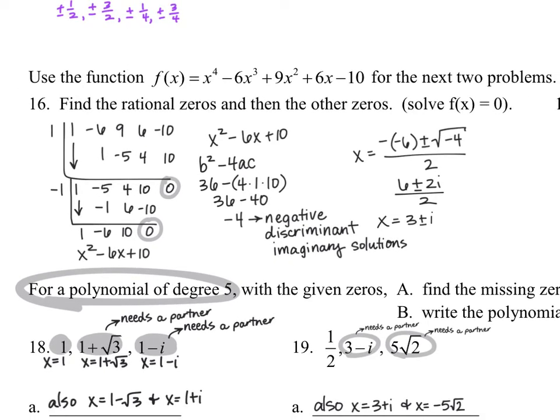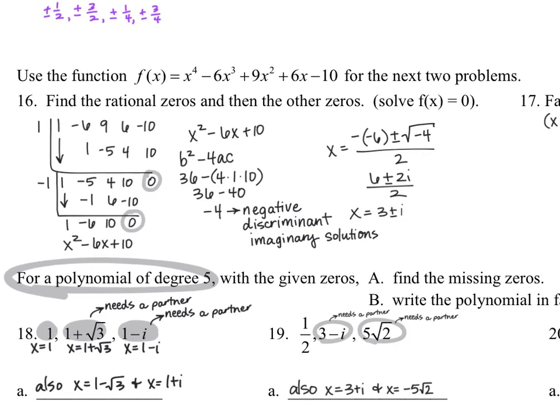Number 16, we want to find the rational zeros and then the other zeros. I used synthetic division for this. I started testing 1 and negative 1 as I usually do, and I got lucky that those worked. So starting with the original polynomial, I tested 1, got a 0 remainder, and then I used the new quotient as my new dividend, and I tested negative 1, and I got a quotient here that is quadratic. That's why we have the quadratic formula on our page here. Once you get to a quadratic quotient, then you can figure out what the solution to that would be.